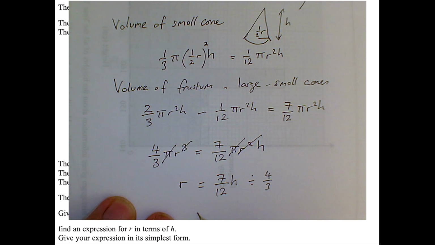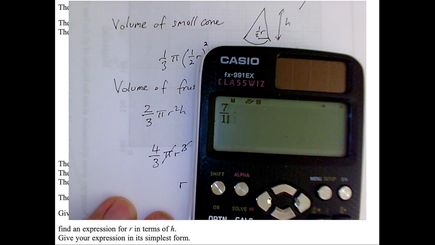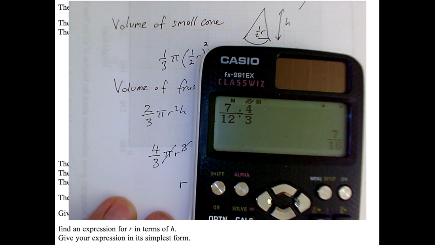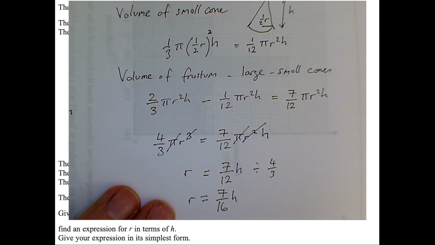I'm going to cheat and do it on my calculator. So what is 7/12 divided by 4/3? And it's 7/16. So r is equal to 7/16 h, and I believe now that I have answered the question.